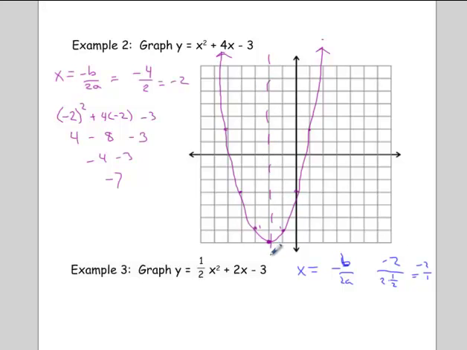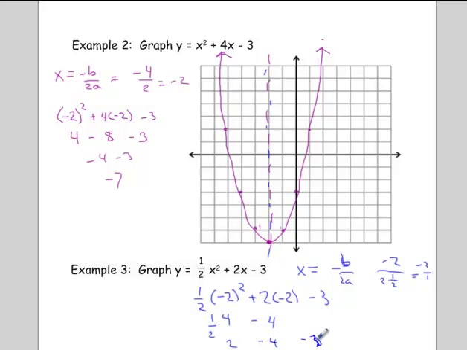Hey, it has the very same axis of symmetry. So we'll add a little blue here. And then we plug that negative 2 back in. 1/2 times negative 2 squared plus 2 times negative 2 minus 3. Negative 2 times negative 2 is 4. 4 times 1/2 is 2. And then I've got 2 times negative 2 is negative 4. So just like last time, I'm just going to go negative 4. Bring down the negative 3.